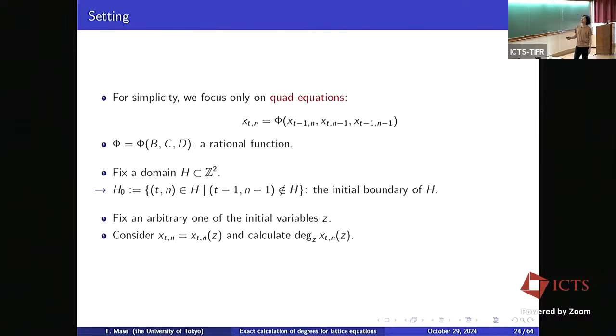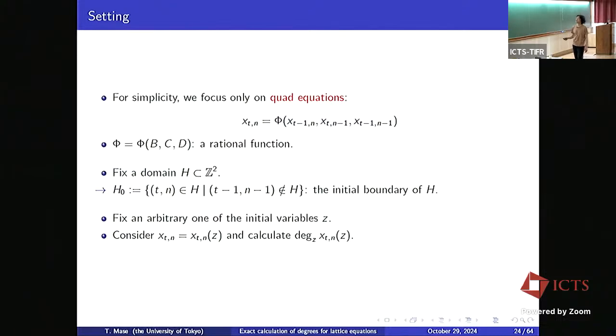Okay, so for simplicity, we focus only on quart equations. So I stop explaining on examples. Now we're in the theoretical part, so everything should be explained theoretically. So we're interested in this equation. This is just a rational function in 3 variables, not necessarily birational. And let's fix a domain, not pathological domain. Then the initial boundary is defined like this.